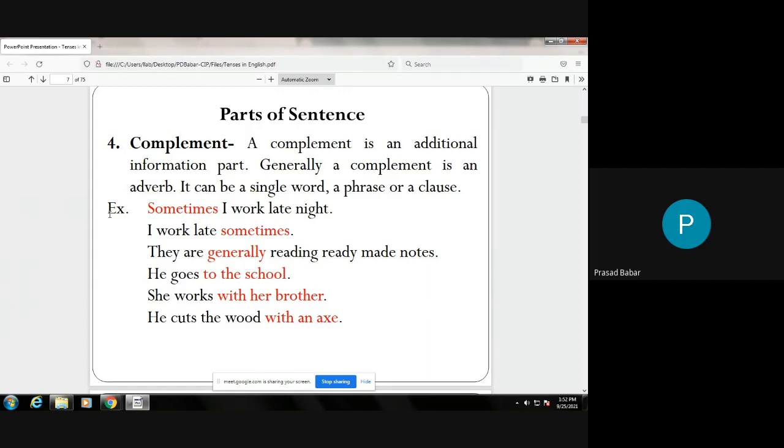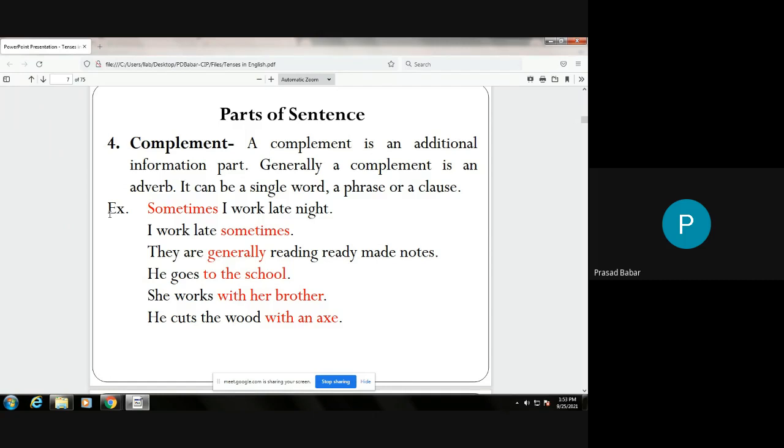They are generally reading ready-made notes. Here generally is the adverb which came in between the helping verb and the main verb. So it is called an adverb.